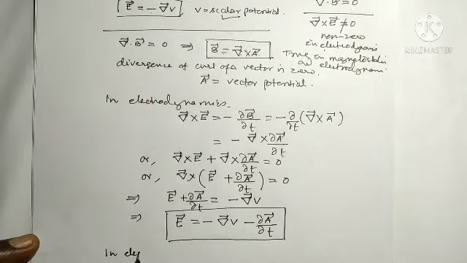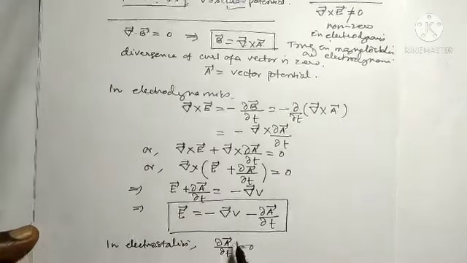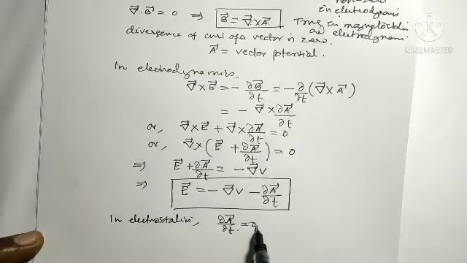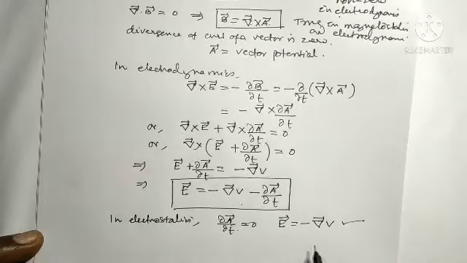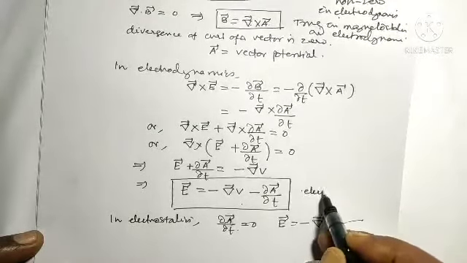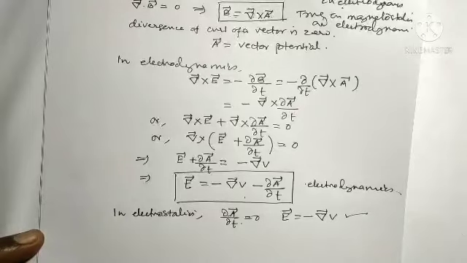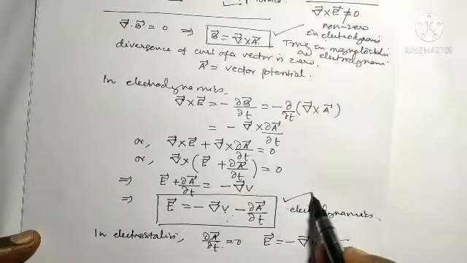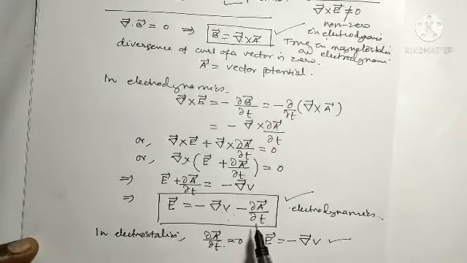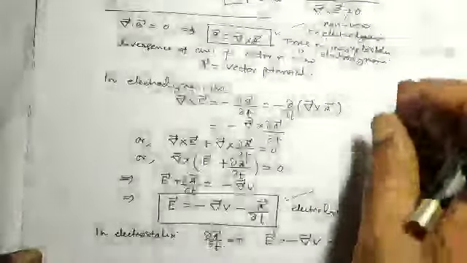In electrostatics, del A by del t is equal to 0. The vector potential in electrostatics is constant, or it may be 0. So this expression reduces to E equal to minus grad V. This is true only in electrostatics, but the earlier one is true in electrodynamics. Clear? So we have two formulas, B equal to curl A and E equal to minus grad V minus del A by del t. These two are the potential formulation, and let us apply these two to Maxwell's equations.